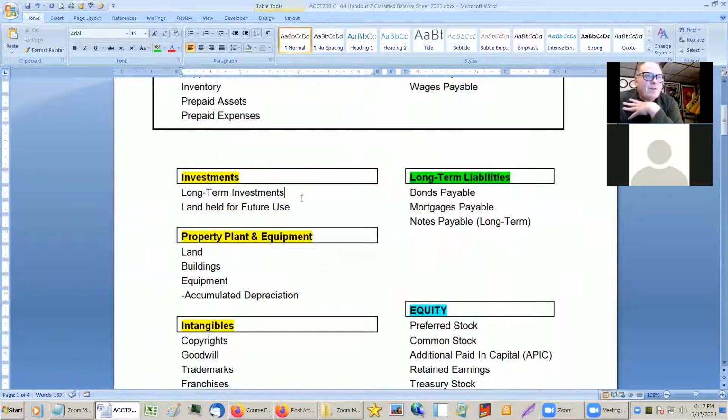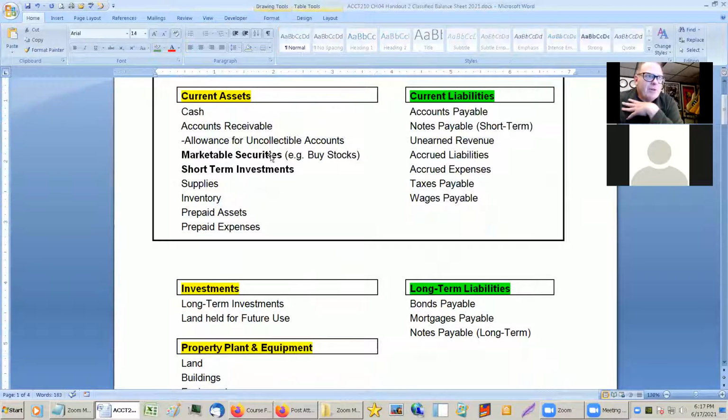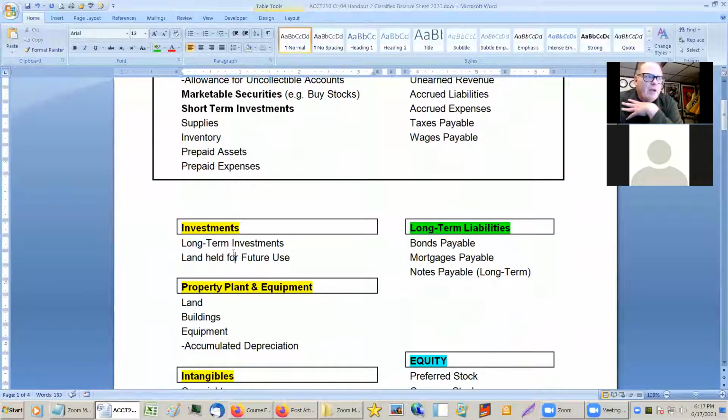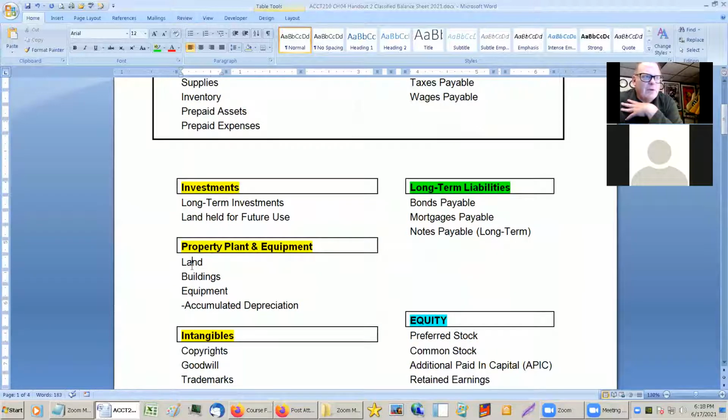Long-term investments. These are when you buy an investment for a longer period of time. So buy stock and you're going to hold on to it for more than 1 year. Similar to the marketable securities or short-term investments, except you're going to hold on to it for a longer period of time. Land held for future use. I think I'm going to postpone that and go to land, property, plant, and equipment down here, and I'll come back to that one.